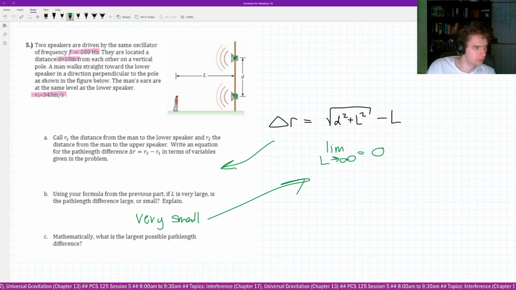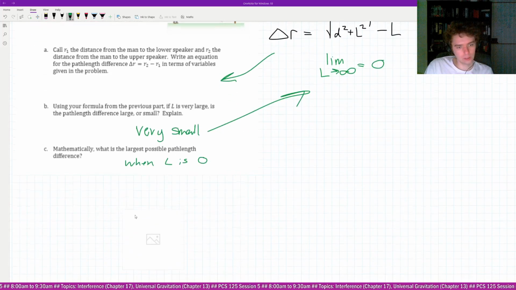Do we have the answers for this one? We don't have the answers for A to C. I sent parts D and E. Okay, thank you. So I don't know if this is the correct answer, but I'd say when L is 0. Again, because when L is 0, this distance is 0, this distance is D. I think that's the largest difference of path lengths that you'll see. So, okay.